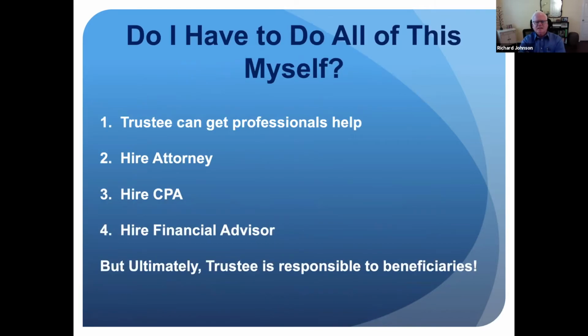So the question is, if I'm a trustee, do I have to do all this stuff myself? No, the trustee can get professional help. They can hire the CPA. They can hire an attorney. They can hire a financial advisor. But even though they hire these people, they need to understand that ultimately it's the trustee who's going to be responsible.